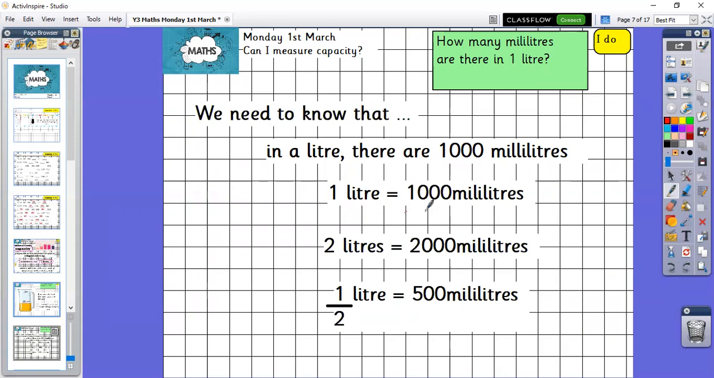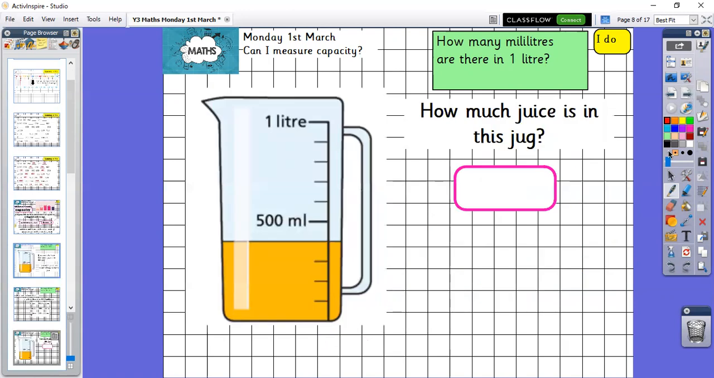So 1 litre equals 1,000 milliliters, 2 litres equals 2,000 milliliters. Hopefully you can spot a pattern there. So 3 litres would be 3,000 milliliters. If I've got half a litre, then I also have half of that 1,000 milliliters. So I know that half of 1,000 is 500. So let's go back to this jug.